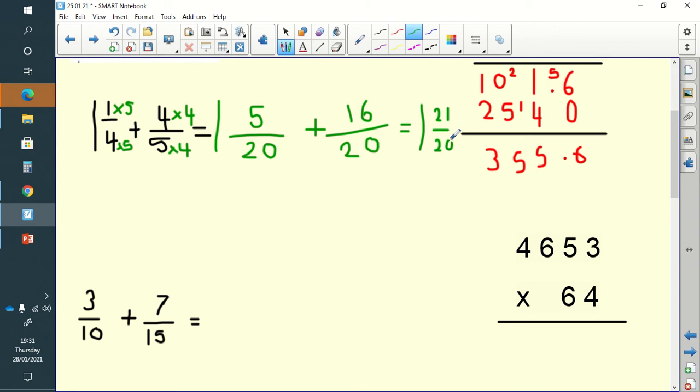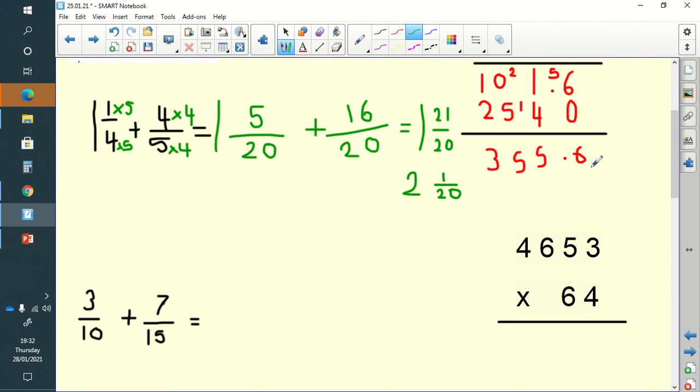20ths. Okay, so if I'm looking at this fraction now, I know that this is an improper fraction. The numerator is bigger than the denominator. So what do I need to do? Well done. If I was thinking 20 out of 20, I would have another whole, taking my total to 2 wholes and 1 20th. Okay, great job everybody.